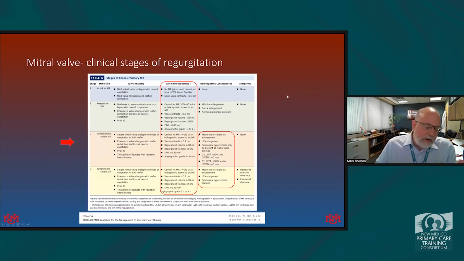So these are hemodynamic parameters that we look for. MR is very difficult to grade. Even experienced echocardiography readers argue about severity of MR. There's lots of different criteria that we use, and that's why they've been developed, because we want to use more than one criteria. Because again, we want to try to catch these asymptomatic severe MR patients and intervene earlier before they get to that severe symptomatic point.